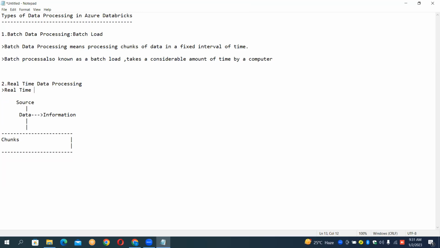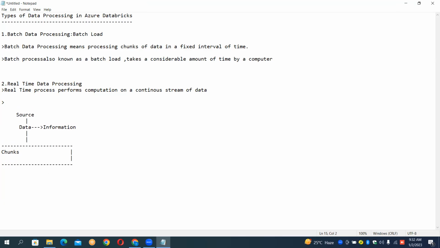Real-time process performs computation on a continuous stream of data, continuous stream of data. Okay.